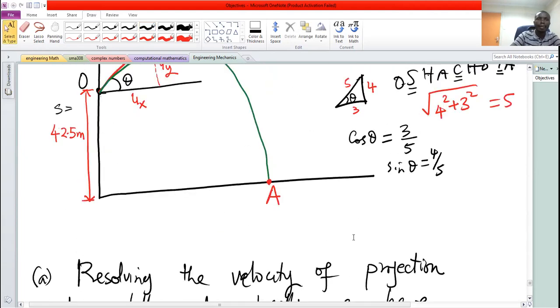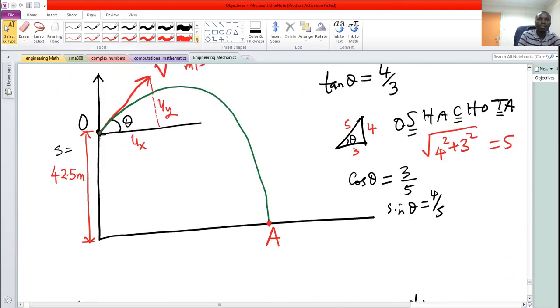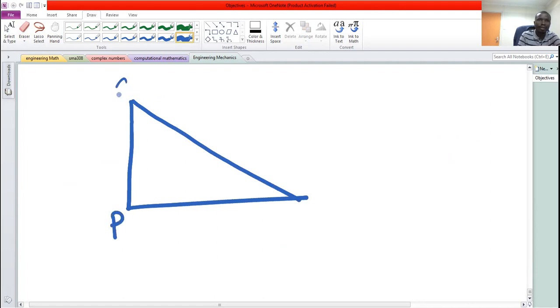And then the second part, to find the distance between O and A. So we can draw it on the diagram. Distance OA. Remember, this is a right angle triangle. Let me call this one P. If we are able to get PA, then using Pythagoras theorem, OA will be easy to calculate. So this is O, this is A, and this is 90 degrees.